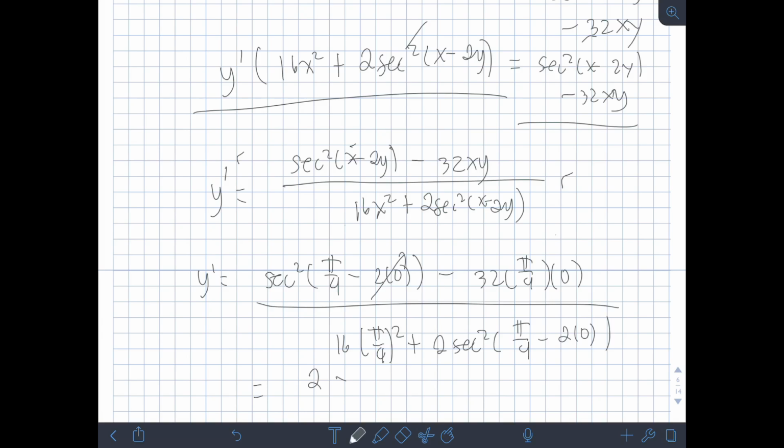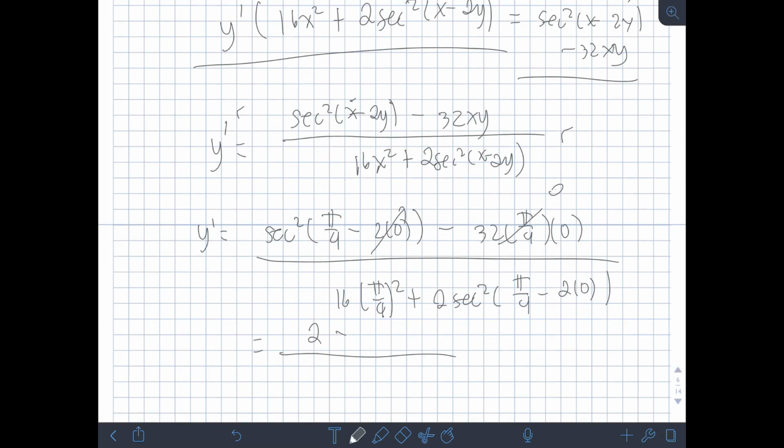Okay? Minus 32 pi over 4 times 0 is 0. So, wala na 'to. Over 16 times pi squared over 4. So, parang 16 times pi squared over 16. So, cancel sa 16, parang pi squared na lang. Plus 2 sec squared of pi over 4 minus 2 times 0. So, parang pareho lang 'to dito. Sagot natin doon ay 2. So, times 2 pa natin is 4. So, therefore, ito yung y prime or yung slope.